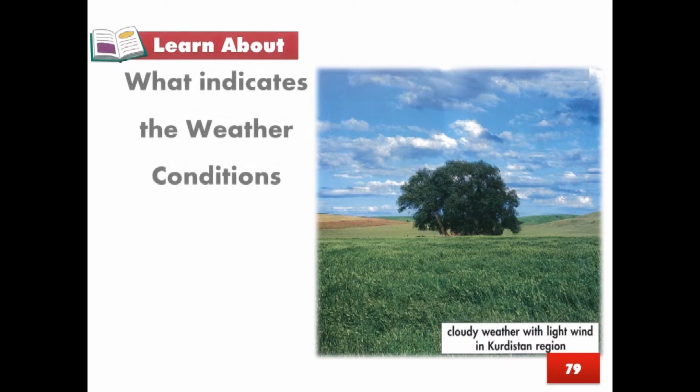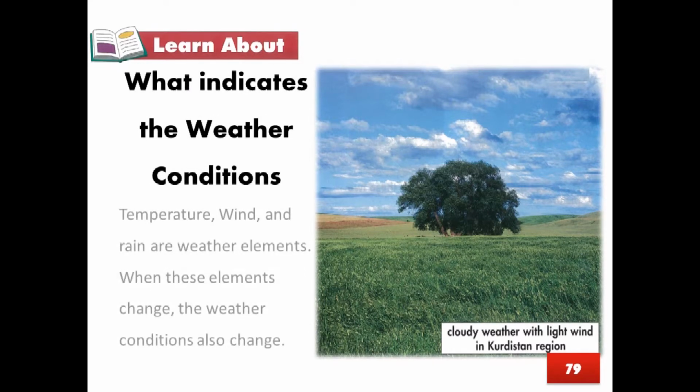Page 79. Learn about what indicates the weather conditions. Temperature, wind, and rain are weather elements. When these elements change, the weather conditions also change. Cloudy weather with light wind in Kurdistan region.